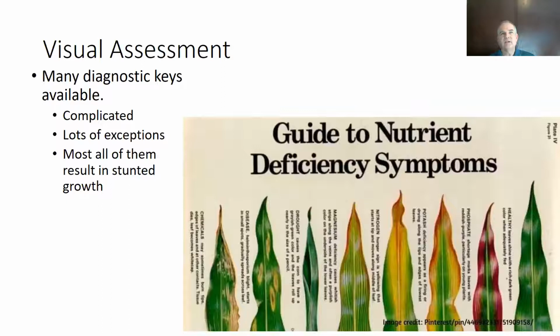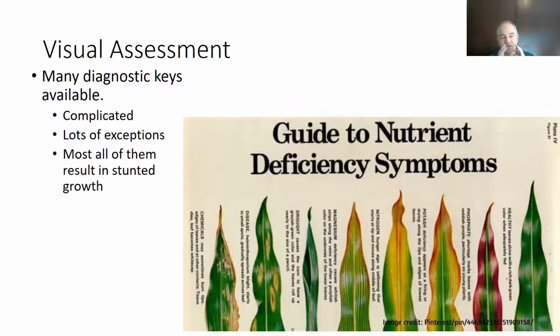Now, if I'm trying to do my troubleshooting, let's say I'm trying to decide if I have deficiencies or not, one of the first things we would look at is a visual assessment. If I see a plant that doesn't look healthy, one of the questions is, is it nutrient deficient, or is it water or something else? But it's good to be able to look at a plant and say, is it deficient? Now, the problem is this is really complicated, and there are lots of diagnostic keys that are out there.